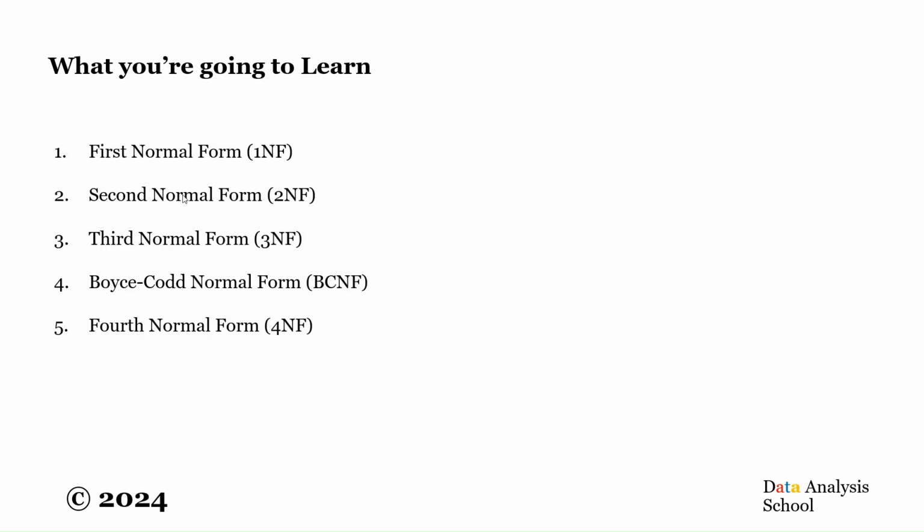In this video, we will explore the key stages of normalization: the first normal form, second normal form, third normal form, the Boyce-Codd normal form, and the fourth normal form. We will talk about what each rule means, why it matters, and how to apply it in real-world scenarios. By the end, you will have a clear understanding of how to create databases that are not just functional but also optimal. So let's get started on making your data smarter.